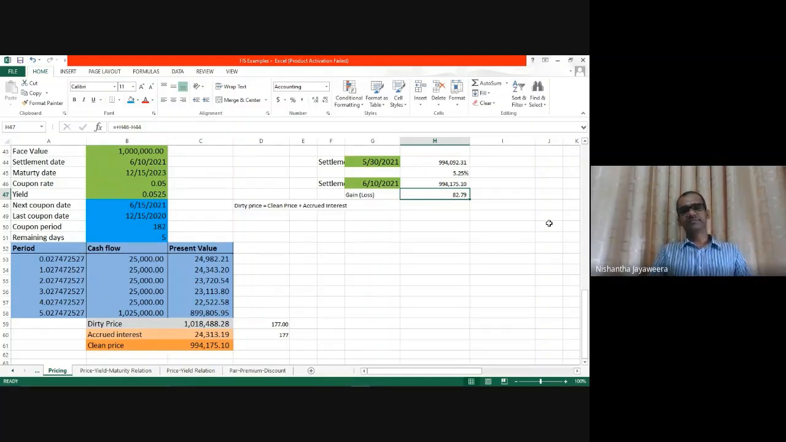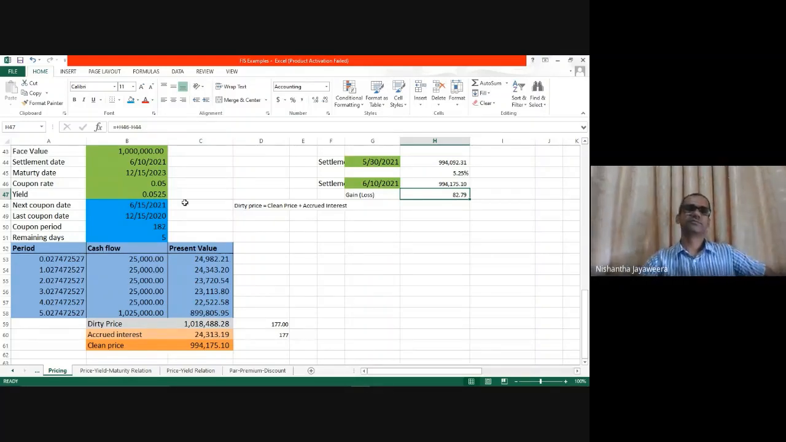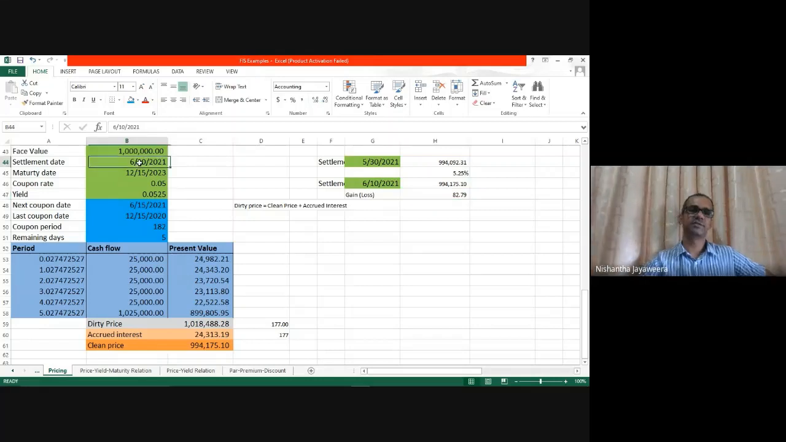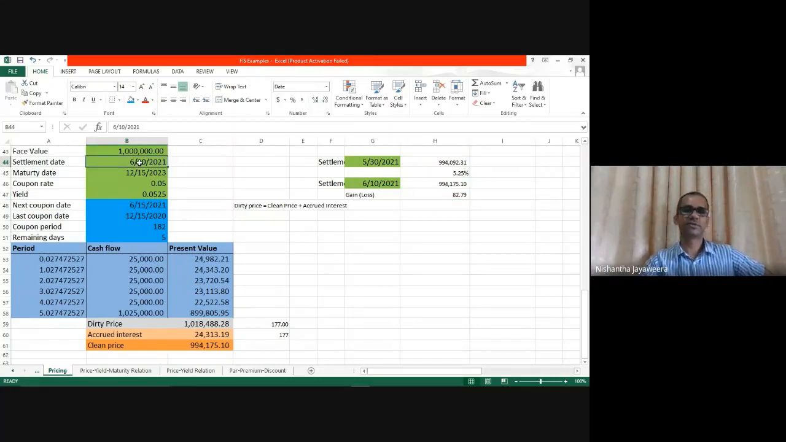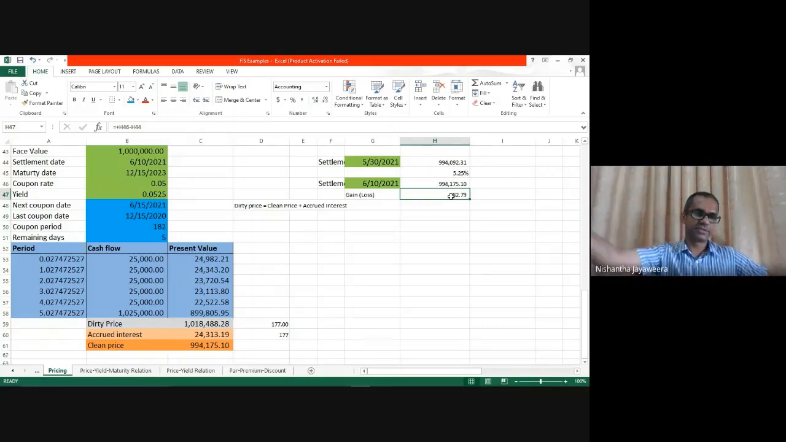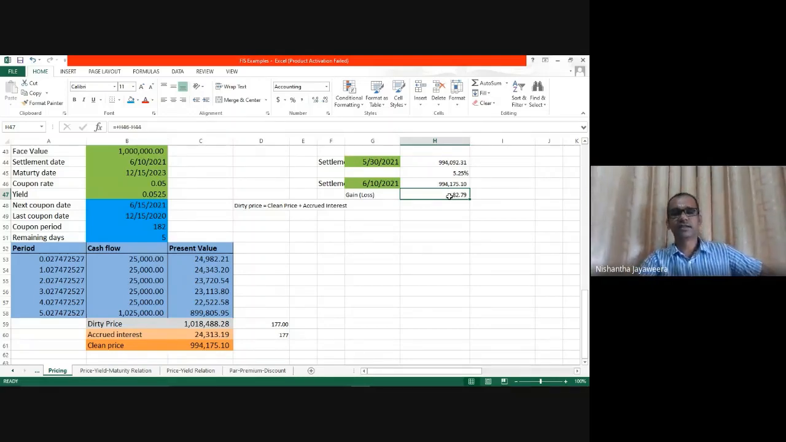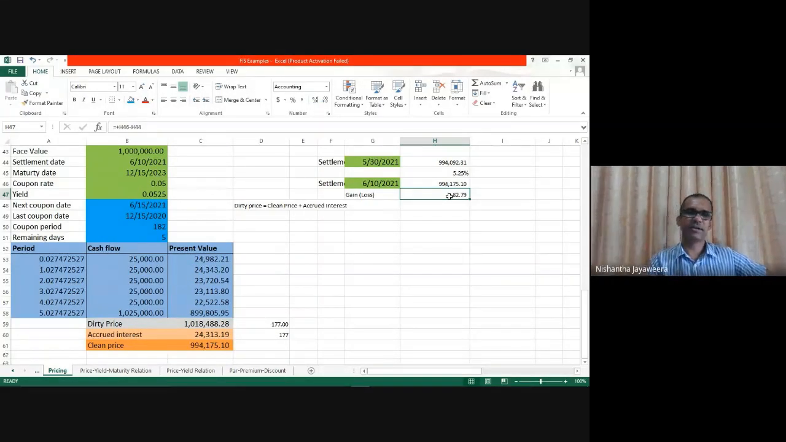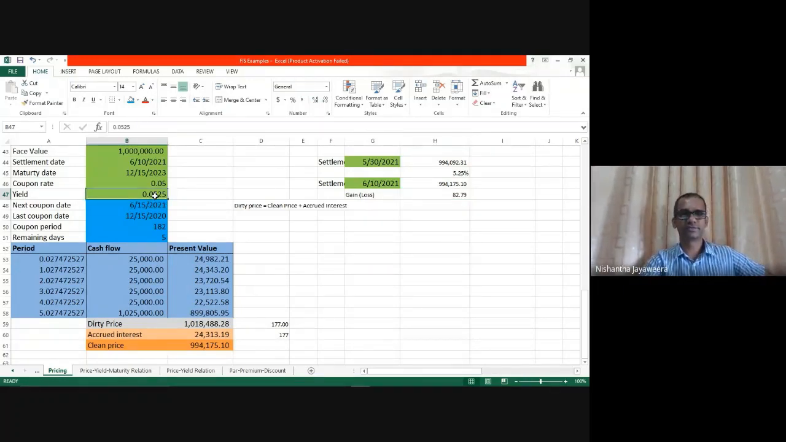Is it clear? So we just change the settlement date. We move forward a bit in time. Yield remains the same. Still you make a gain. If you go further down, that can still happen. I'll show you how that could happen. And this can happen only if you have bought it at a discount.